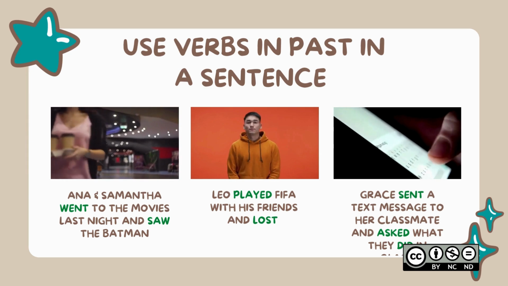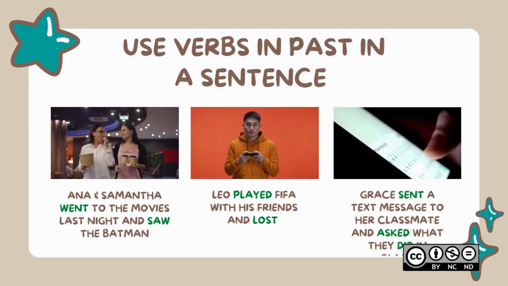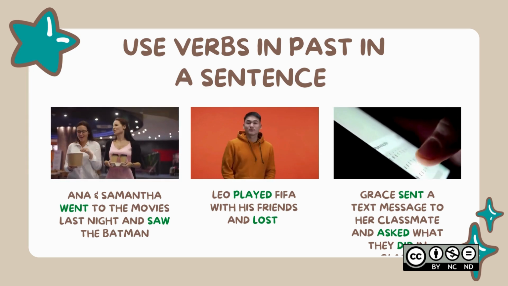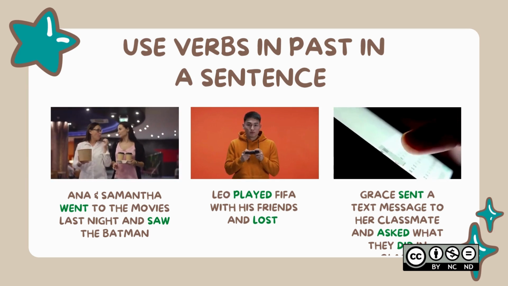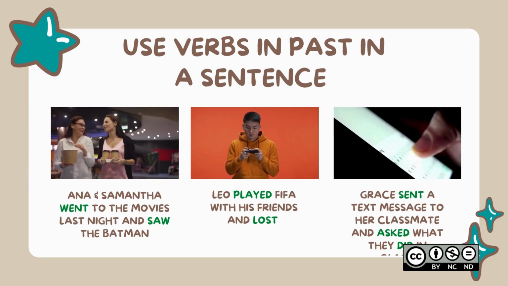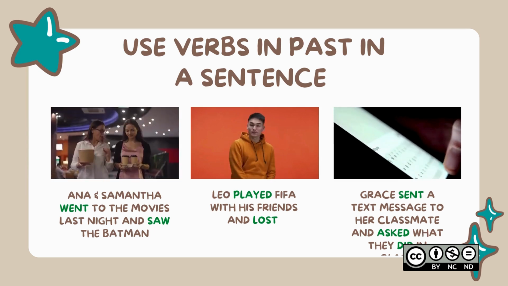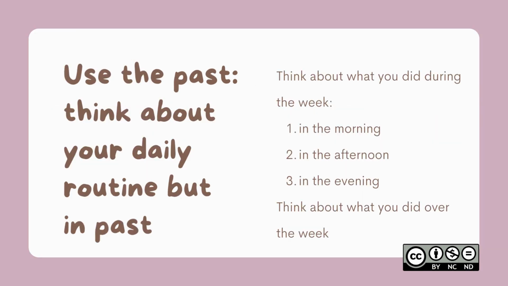The past can be yesterday, last night, last week, in January, in 2001. The past is easy to identify with a time, and even more easy to identify when you use a verb in past. So, how can you use a verb in past? Well, think about your daily routine activities, but think of them in the past. For example, yesterday. What did I do yesterday? What did I do in the morning? What did I do in the afternoon? What did I do in the evening?